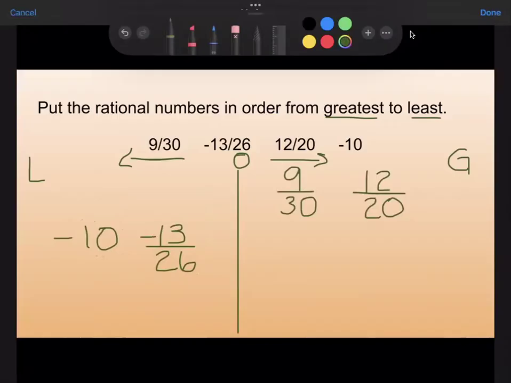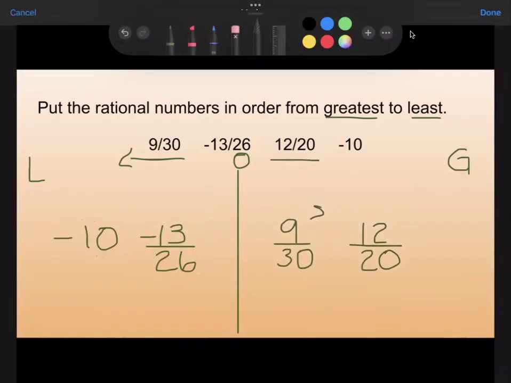Now on the positive side, I have 9 over 30 and 12 over 20. So 9 over 30 is less than 1/2. Half of 30 would be 15. And 12 over 20 is more than 1/2, because half of 20 would be 10. So that means they're already in the right order also. I just got real lucky there.